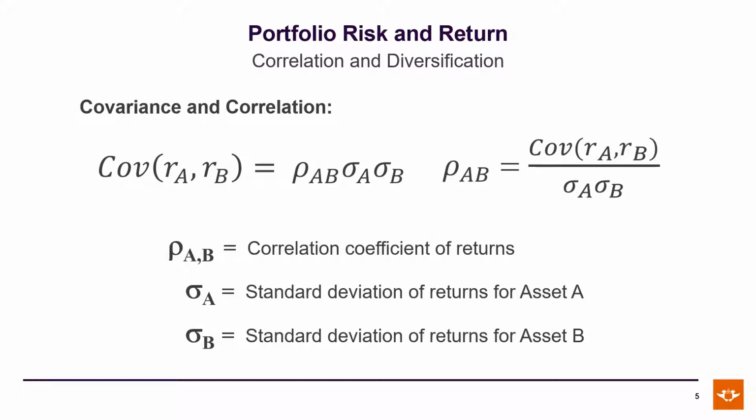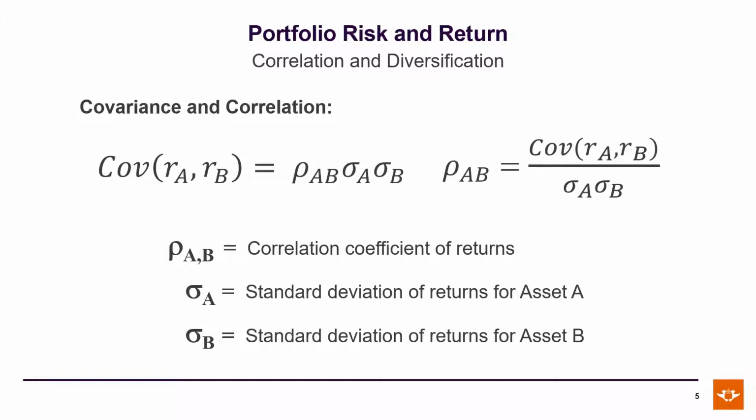Correlation and covariance are related to each other. If we take a look at the formula, you can calculate the covariance as long as you have the correlation and the standard deviations of your different assets, and vice versa. Now, when looking at covariance, it only tells you the direction of the movement. The correlation coefficient actually tells you the strength of that relationship.